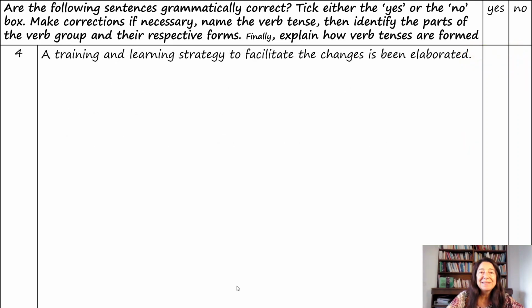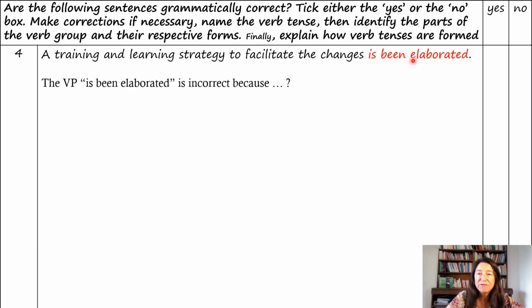A training and learning strategy to facilitate the changes is being elaborated. So what do we have here? Let's have a look at is being elaborated. Is this correct or not? Well, actually, here the verb phrase is not correct. For what reason? Can you remember? Well, what do we have here? We have be plus VEN. And this VEN, this past participle, is the past participle of be. So again, it's the same reason as before.